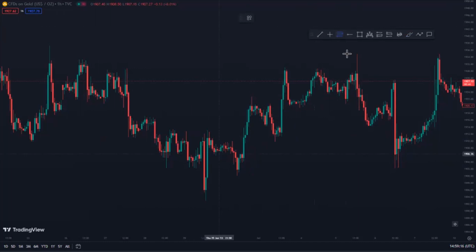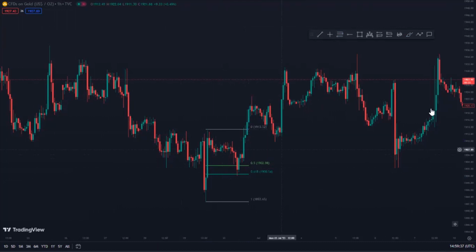So if I just pull it out, like I said, I'm going to start it from here, the beginning of the impulse, and I'm going to end it all the way to where the impulse ended to start the correction. So I started there, and then I'm extending it up until here.